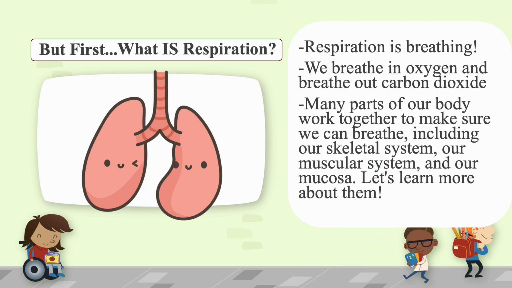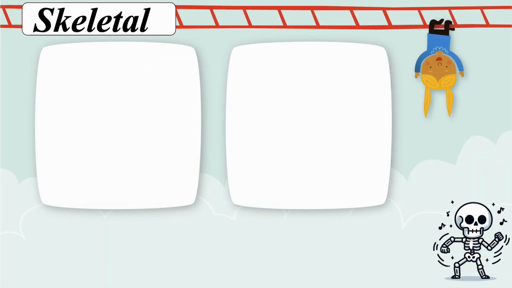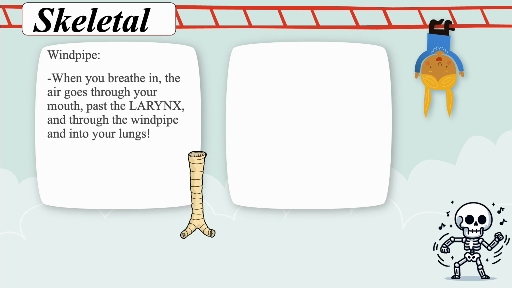And like I said, many parts of our body work together to make sure we can breathe, including our skeletal system, our muscular system, and our mucosa. So let's learn about them. So let's start with the skeletal system. We'll start with the windpipe.